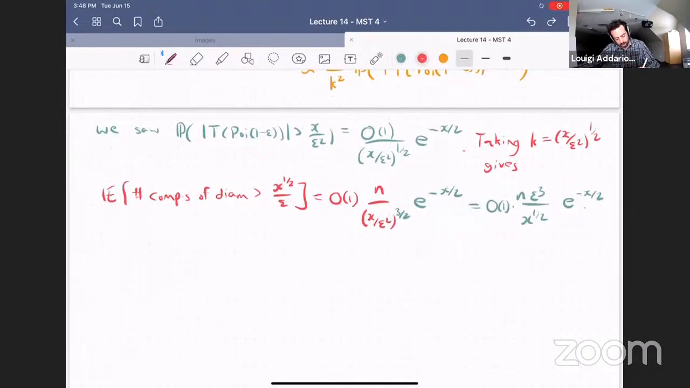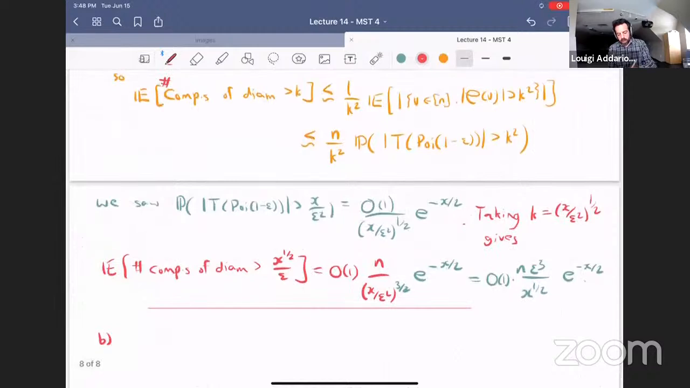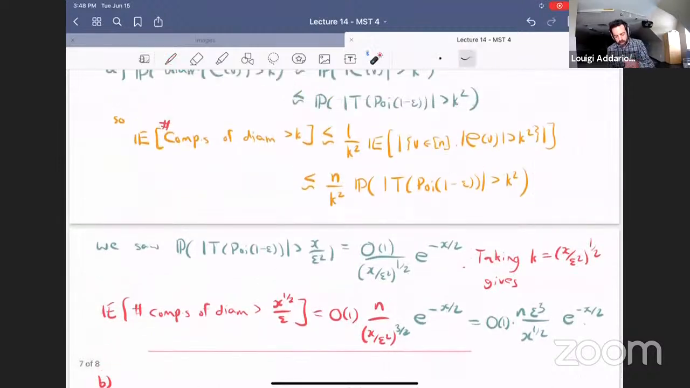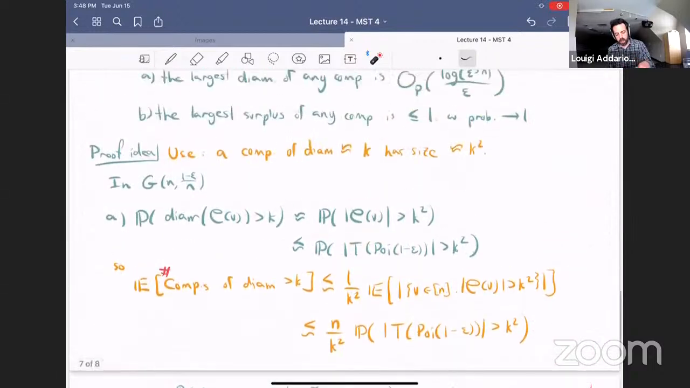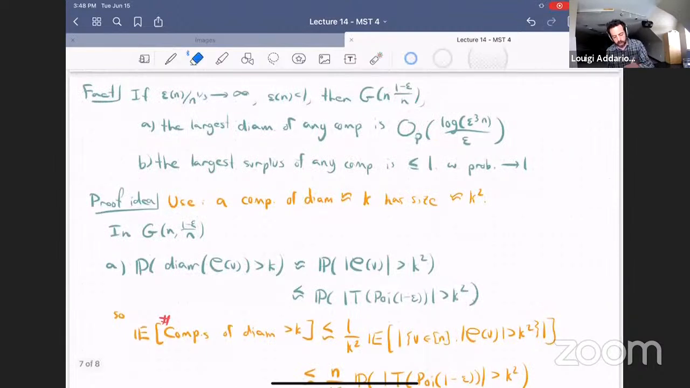For the second, the ideas are similar. They're maybe a little bit easier, but let me go through it. We're going to continue to use the upper bound on a component size, but we don't need this. This is just a statement about surplus and not about diameter. So we don't need this heuristic anymore.